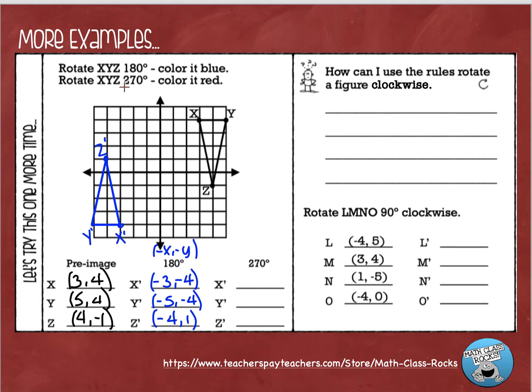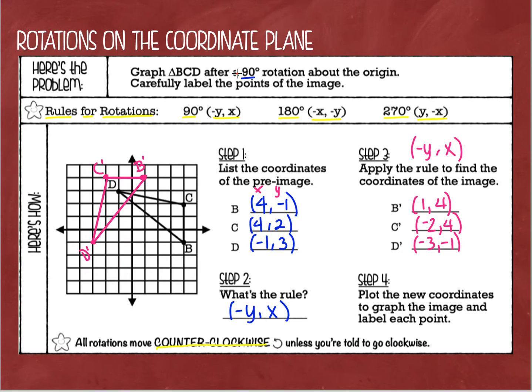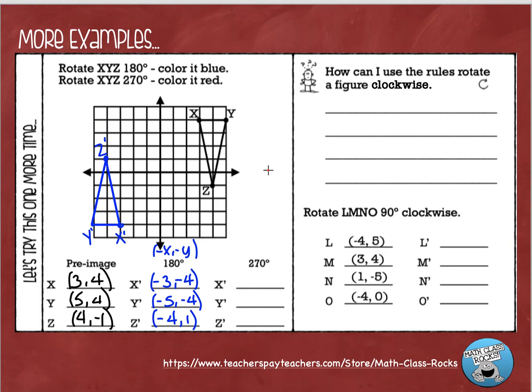This time we are going to rotate 270 and we're going to color it red. Let's look at that rule again. Here's my rule for 270. This time I'm going to do Y and then the opposite of X. So let's write that down. I think it's really important to write your rules down all the time. I like to write them above like this so I can just see exactly what I'm doing.